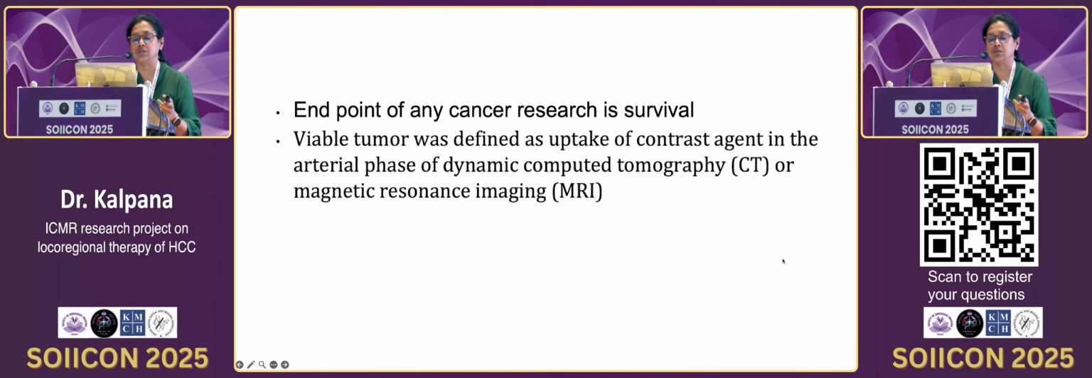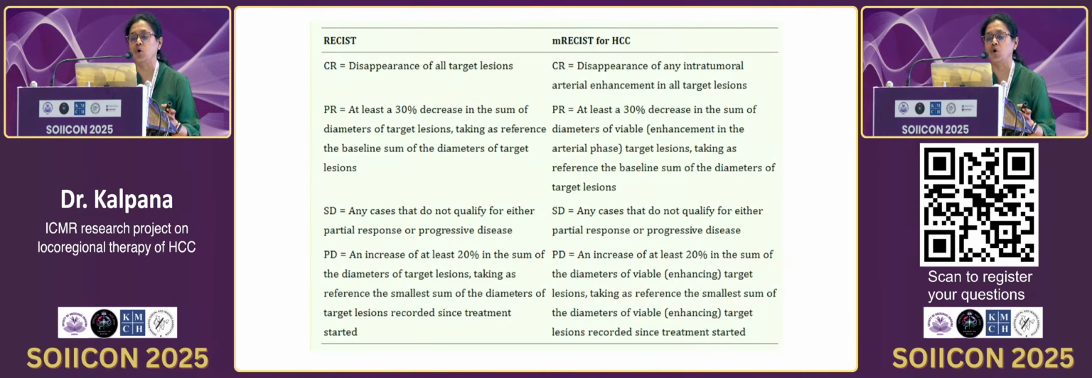So the endpoint of any cancer research is survival, and how long they survive, 5 years or 2 years. Currently TACE gives a survival benefit of about 2 years for intermediate stage HCC, and so we try to see whether any additional RFA will improve the outcome. So we're just following it up for 1 year.